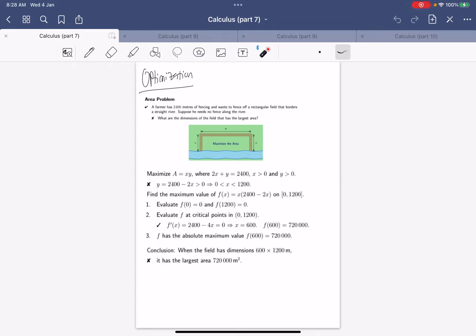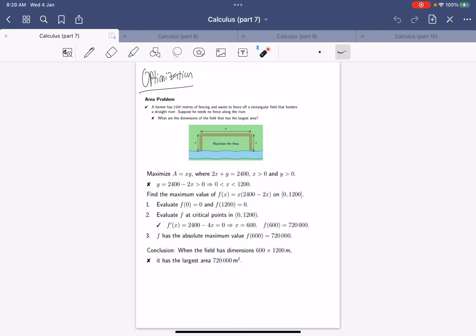Hi, in this video, I'll be going through another application of differentiation where we learn how to solve optimization problems. So what are optimization problems? Well, the idea is that you have a problem that has some constraints that you can write in terms of mathematical equations, and these mathematical equations are related by a differential operator.